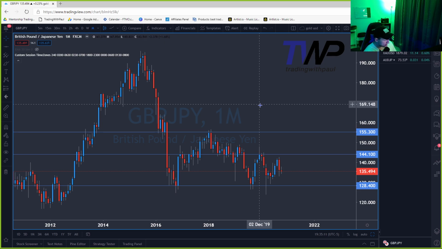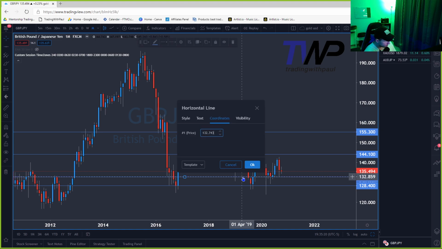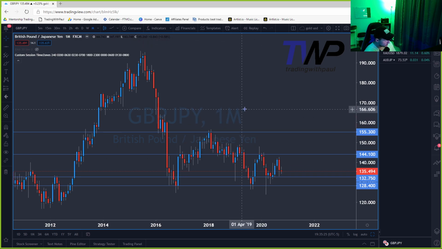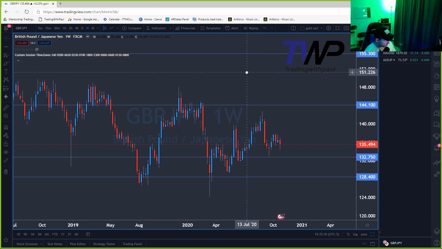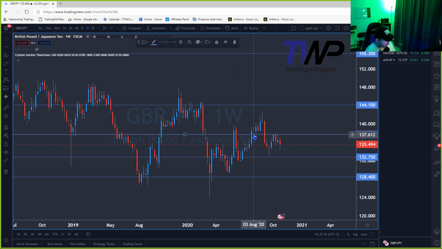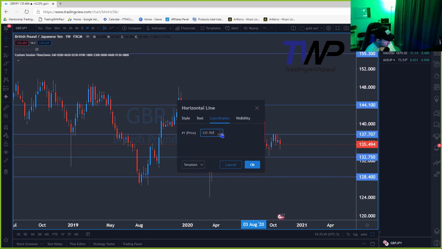Okay, is that going to be it for the monthly then? Yeah, and then that support on the bottom as well, right there. Yep. We'll go 132,750. Or do you want a whole number? No, that's fine. And then going down to the weekly time frame, is it a big enough picture? Yeah, that's perfectly fine. Okay, and then the current resistance that price is making, right there, and then you're on 700.